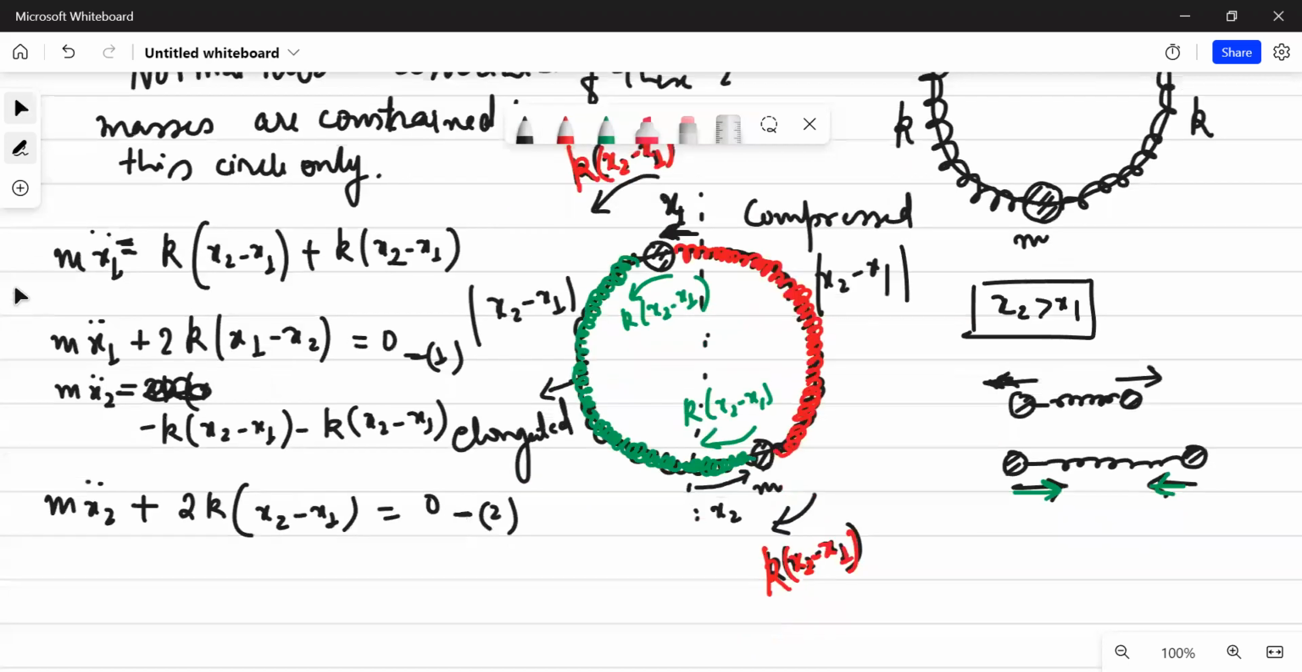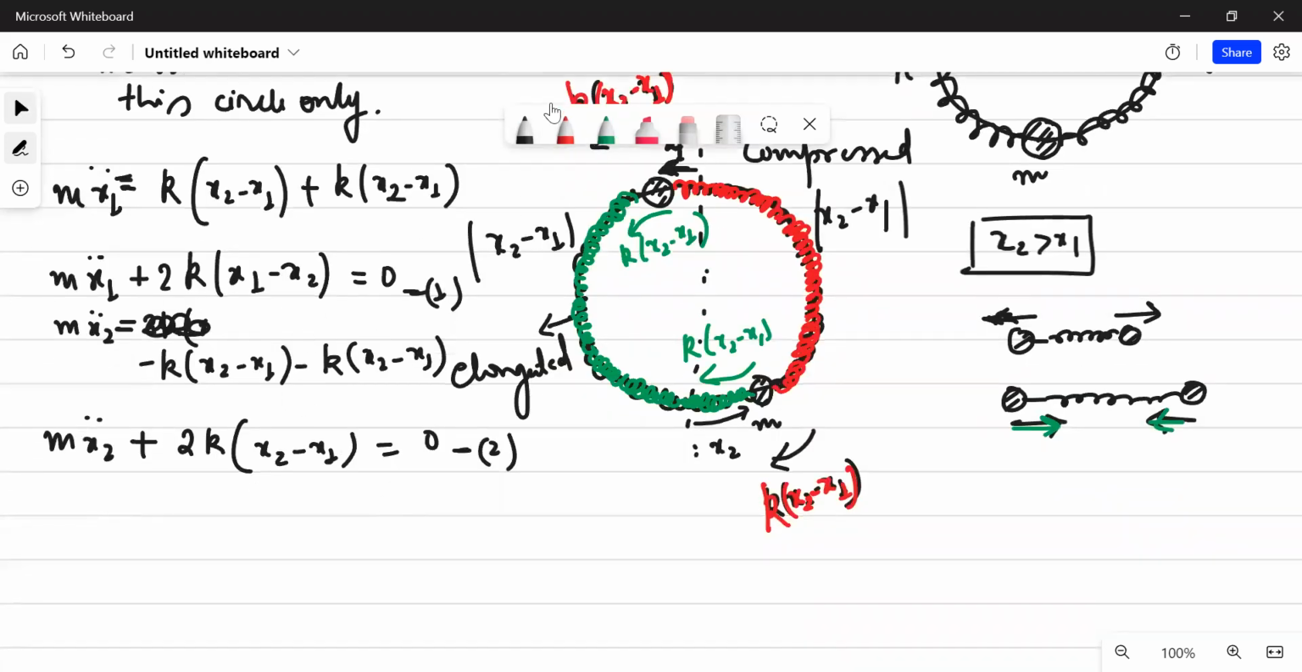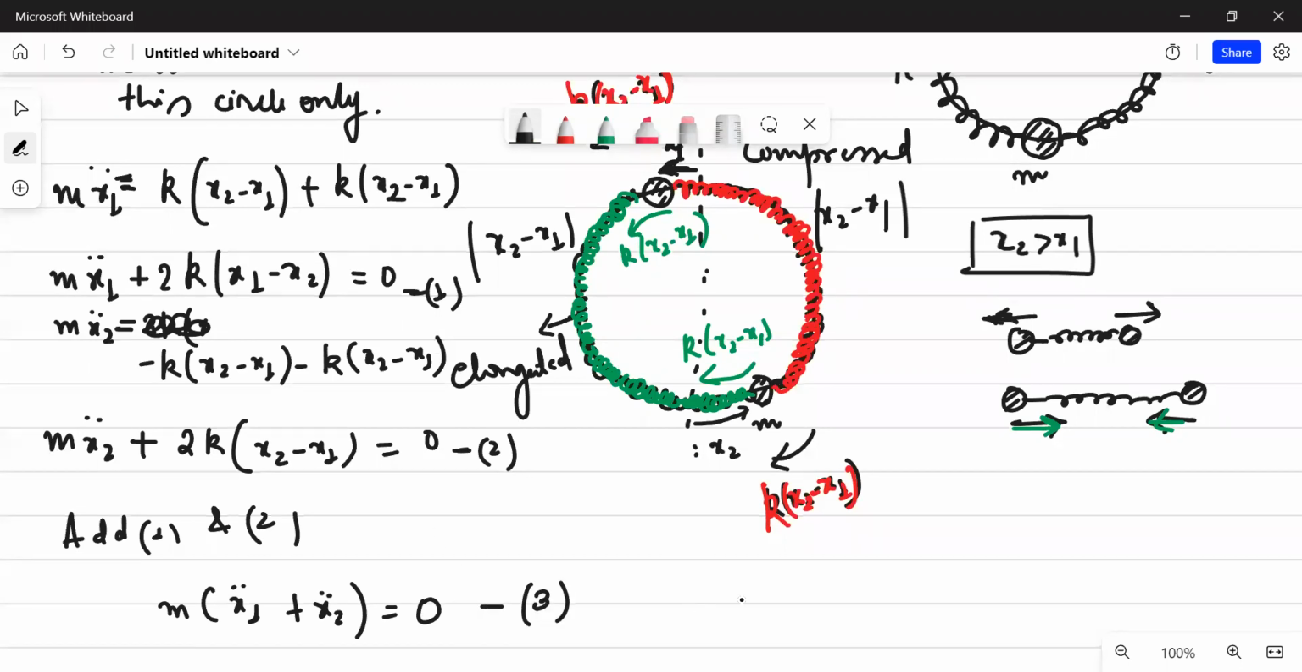Now here you can see that your approach 1 would work better, because otherwise trial solution लोगे, alpha square और बहुत सारी चीज करने से अच्छा सीधे ऐड और सबट्रैक्ट कर लो. So add 1 and 2, you will get m(x1 double dot plus x2 double dot) is equal to क्या आना चाहिए 0. ठीक है, क्योंकि ये 2k(x1 minus x2) and 2k(x2 minus x1) will become 0. So this is your equation number 3, and subtract 2 from 1.